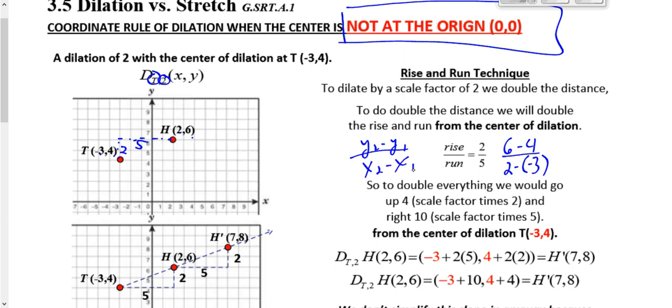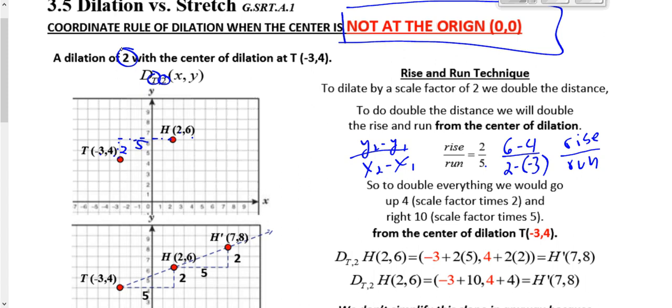You with me on that? This is, right, 2 over what? You sure about that? 2 minus -3 is 2 plus 3, 5. So this is the original rise and the original run. And what are we going to do to those? What are we going to do to that original rise and run? What's the scale factor? We're going to double each one's distance from the center, right?